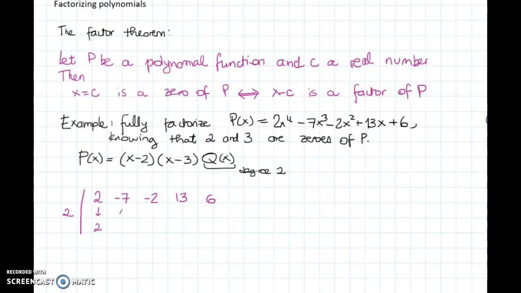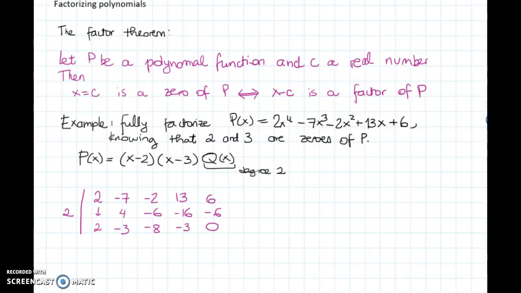We have 2 times 2, that's 4, -7 plus 4, that's -3. Again, we multiply the -3 by 2, that's -6. Now we sum -2 and -6 to get -8. Multiply by 2, -16. 13 plus -16, that's -3. -3 times 2, that's -6. When we sum 6 and -6, we get 0. Okay, so far we are doing good. We got that the remainder is 0, so that means that x minus 2 is really a factor of the polynomial, as they told us.